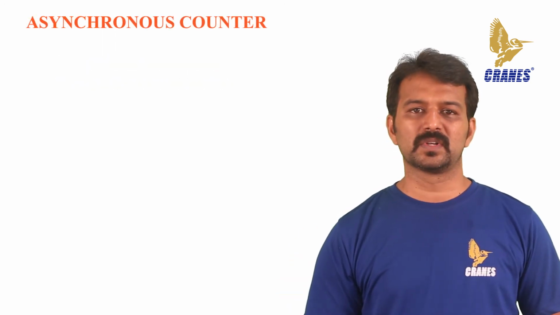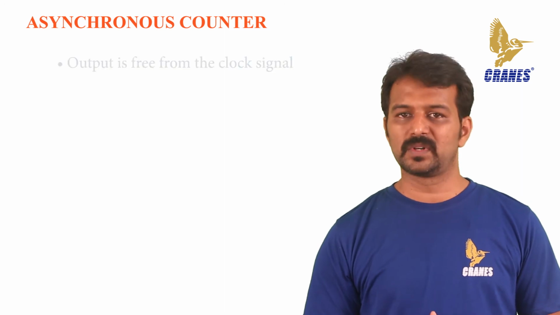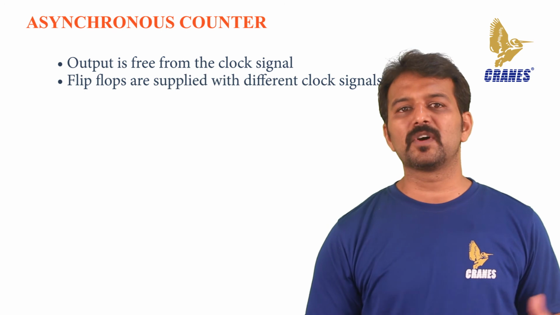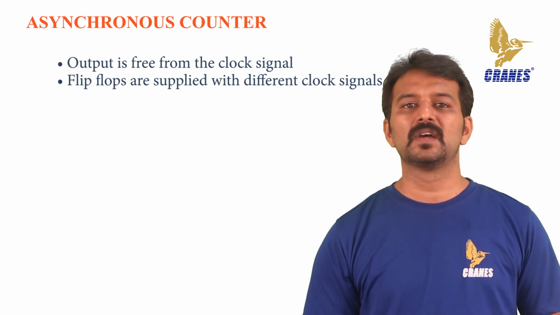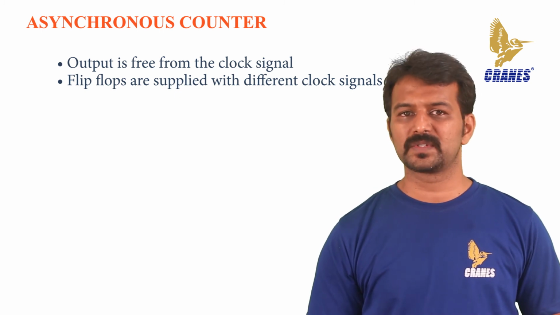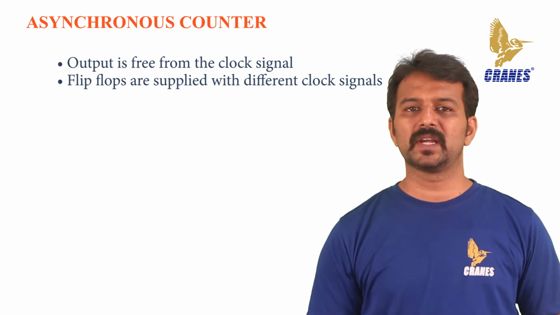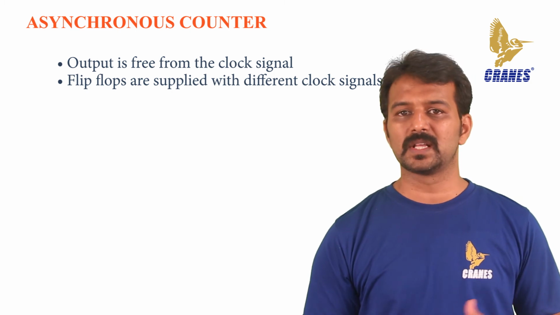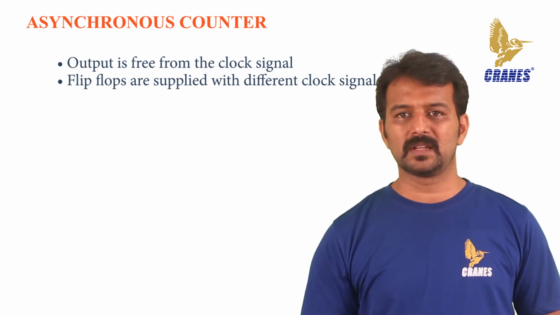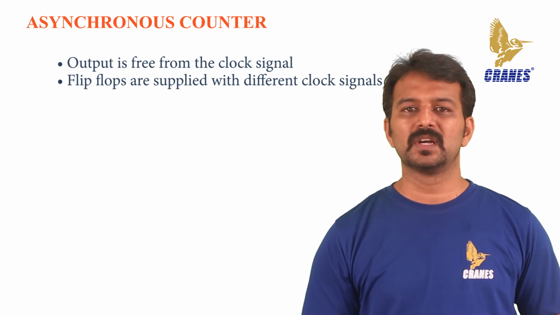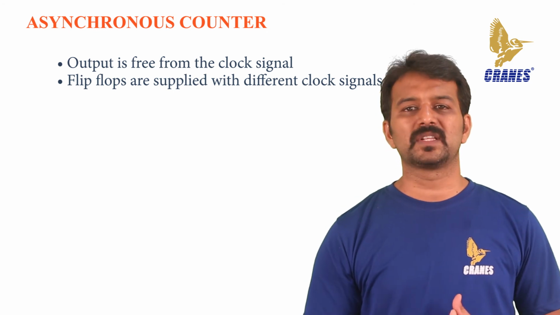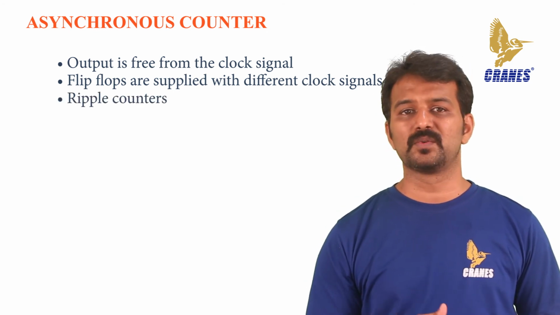Coming to asynchronous counters, these are counters whose output is free from the clock signal, because the flip-flops in asynchronous counters are supplied with different clock signals. There may be a delay in producing the outputs. The number of logic gates required to design asynchronous counters is very small, so they are simple in design. Another name for asynchronous counters is the ripple counter.